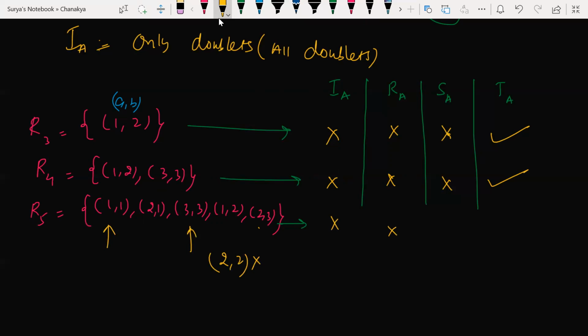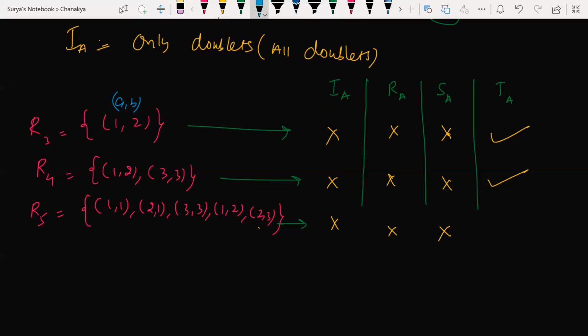Symmetric? No, sir, not symmetric also, because for the 2, 3, 3, 2 is not there. Yes, 2, 3 is there, but 3, 2 is missing. So it is not symmetric again. Transitive, check kar lo. Make it fast.